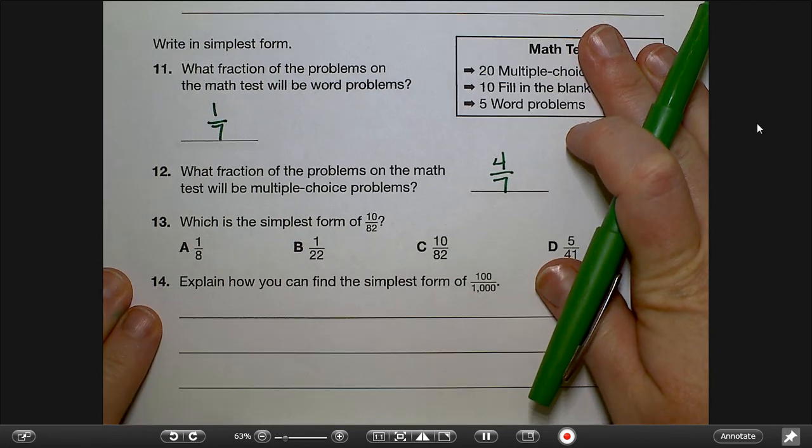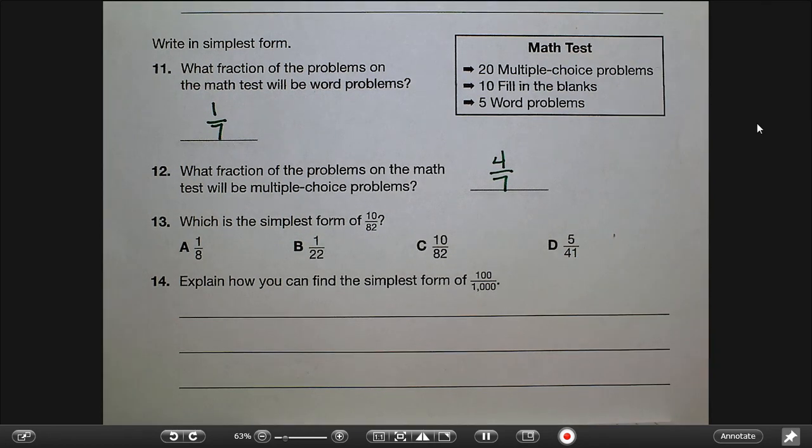And number 14, explain how you can find the simplest form of 10/1,000ths. Wow, that's a pretty intense question. I want you to think back to powers of 10. And I want you to think about what number could you divide both of these by to find the simplest form. Okay? All right. Well done, boys and girls. You did a great job.